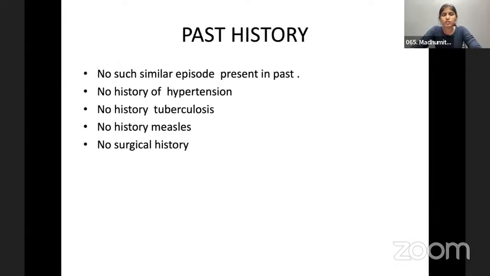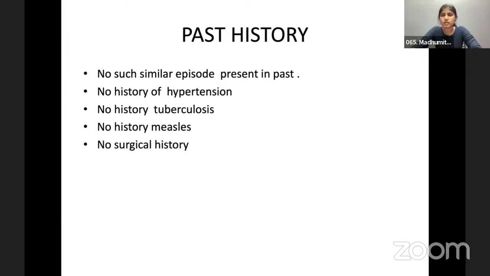Past history: no similar episode in the past, no history of hypertension, no history of tuberculosis, no history of measles, no surgical history. One minute. In past history, blood transfusion you can also include, as a past history of blood transfusion may lead to the present illness. Okay, so what is the importance of asking the history of tuberculosis here?